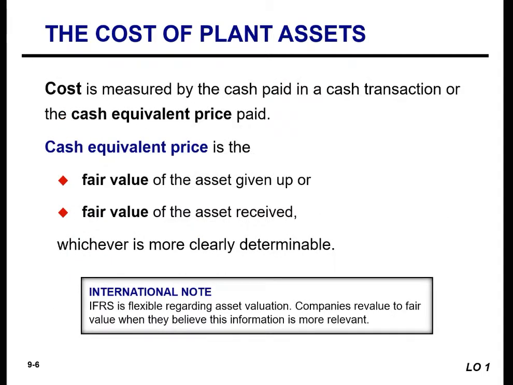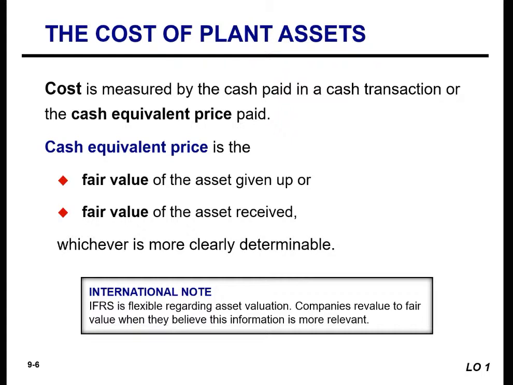Cost is measured by the cash that's paid in a cash transaction or by the cash equivalent price paid when non-cash assets are used in payment. The cash equivalent price is equal to the fair value of the asset given up or the fair value of the asset received, whichever is more clearly determinable. Once the cost is established, it becomes the basis of accounting for the plant asset over its useful life.